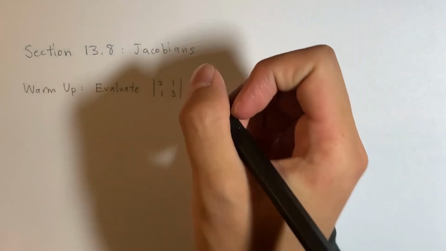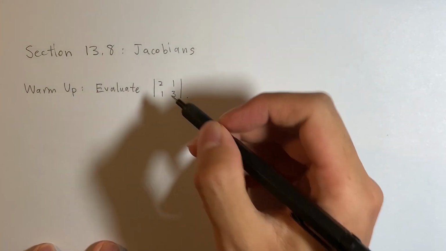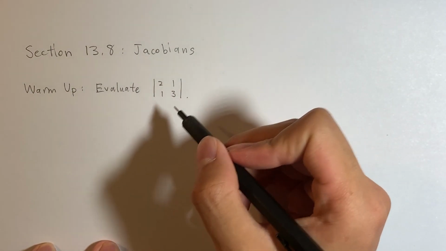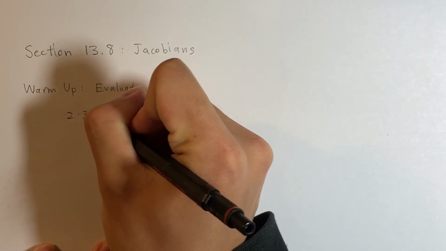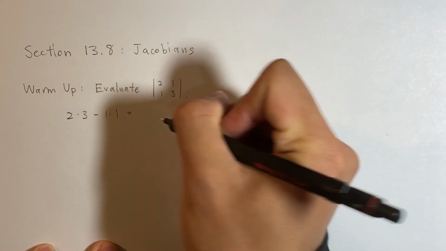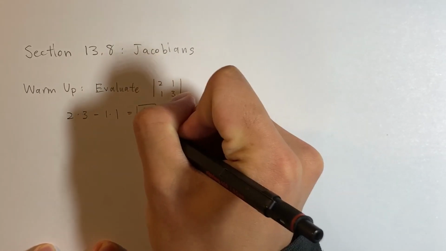Alright, let's go through it. To find a determinant, all we have to do is take the product of these two numbers and subtract the product of these two numbers. So what we'll get is 2 times 3 minus 1 times 1, which is just equal to 5.